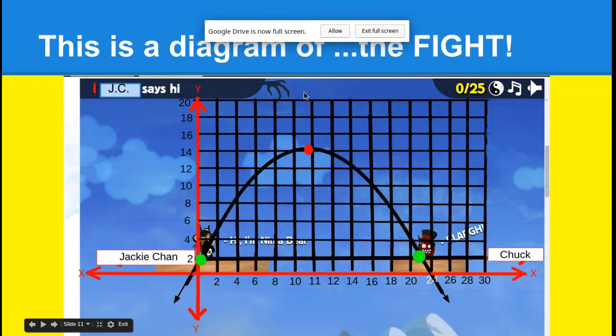This is a diagram of the fight. Now you can see Jackie Chan throwing his shuriken at Chuck and successfully hitting him.